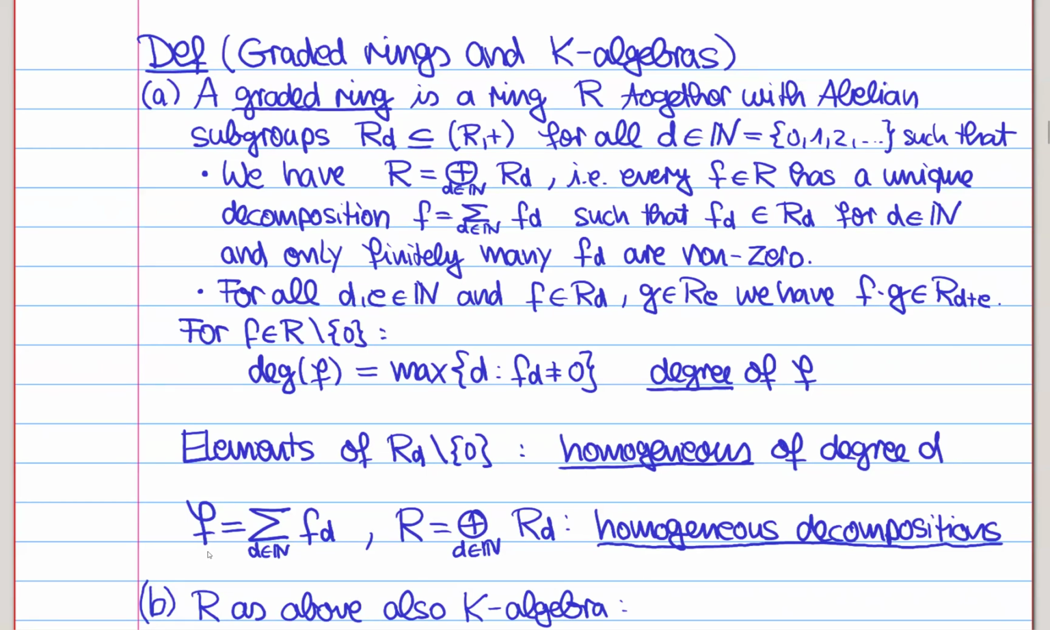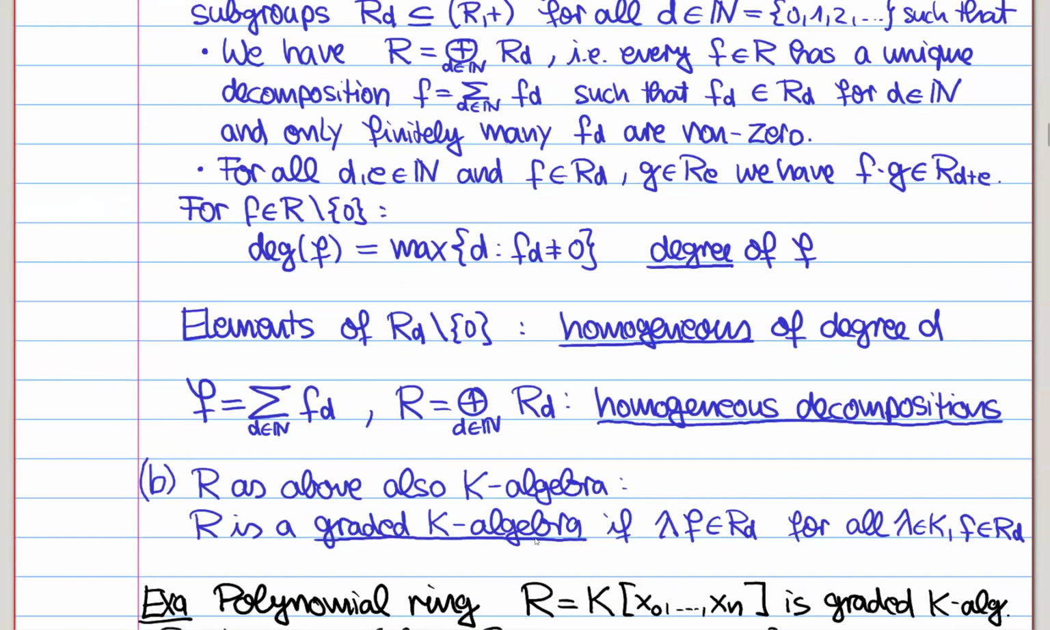And these decompositions which exist, like f can be decomposed into the f_D and R decomposed into the R_D, are then called the homogeneous decompositions of f and R, respectively. And if R is also a K-algebra, then we say it's a graded K-algebra if lambda times f is in R_D when lambda is in K and f is in R_D. So in other words, multiplying something in R_D with a scalar in K doesn't change the degree.